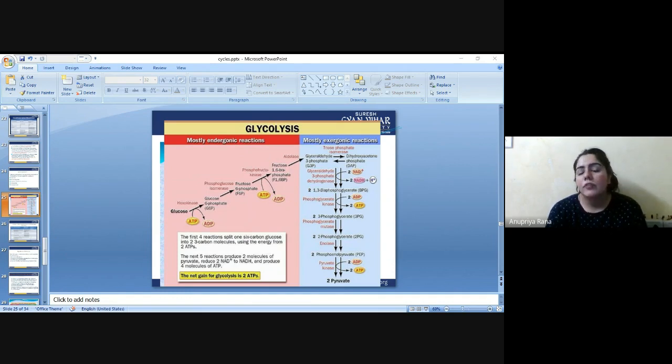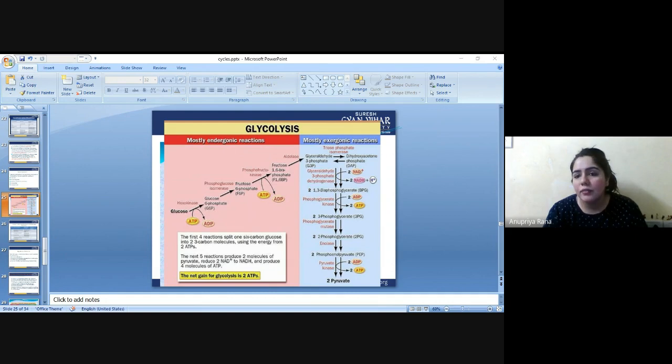So after these four, aldolase starts its work, converting fructose 1,6-bisphosphate through triose phosphate isomerase to glyceraldehyde 3-phosphate dehydrogenase. I know the names are quite tough, but it's okay. From this, we are getting 1,3-bisphosphoglycerate. It is BPG.